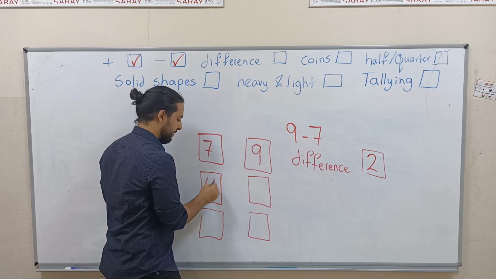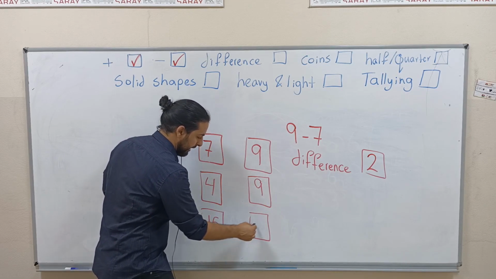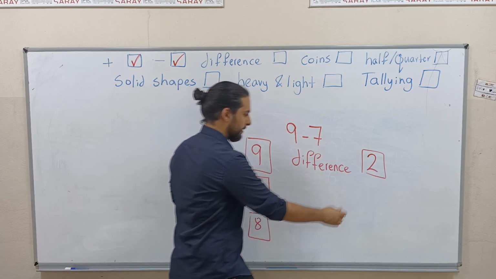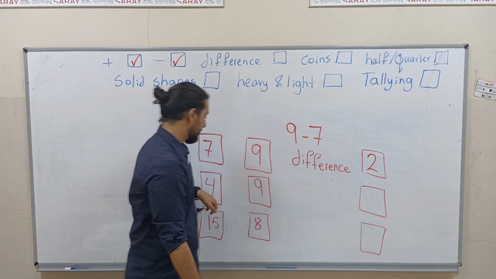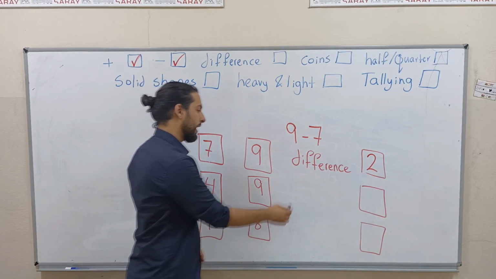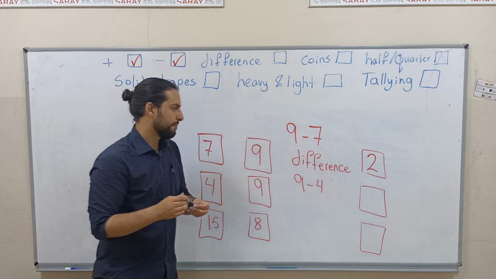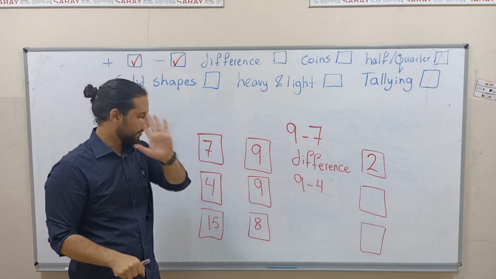Okay, so 4 and 9, 15 and maybe 8. Okay, so 4 and 9, obviously 9 is more. So 9 minus 4. In this case, it's pretty simple. Just 9 minus 4, 1, 2, 3, 4, which is 5.